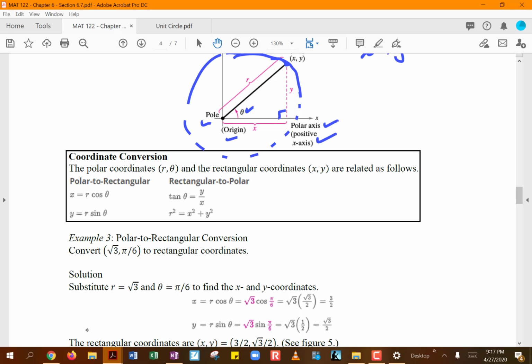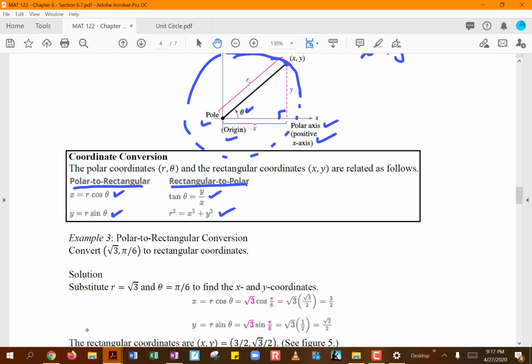So polar to rectangular, our x is defined as r times cosine theta, y is defined as r times sine theta, and then if you are going from rectangular to polar, then you would have to use the relationship tangent theta equals y over x, and r squared equals x squared plus y squared. Okay, and these should look familiar to you from our chapter 4 discussion.